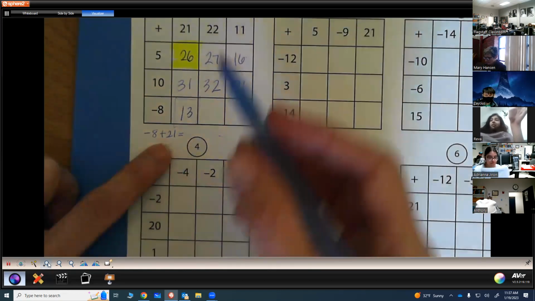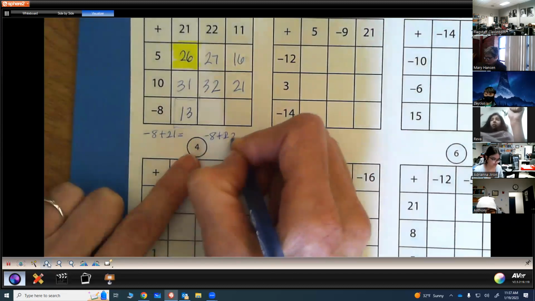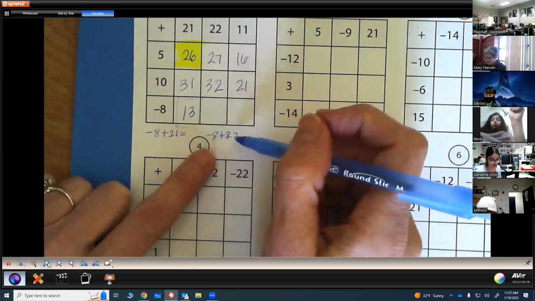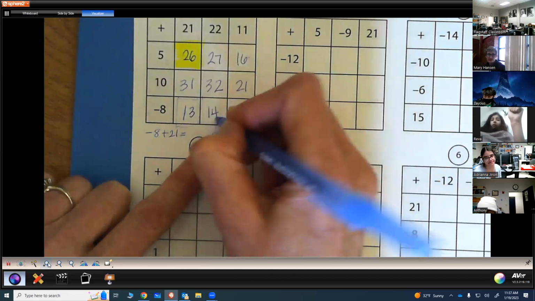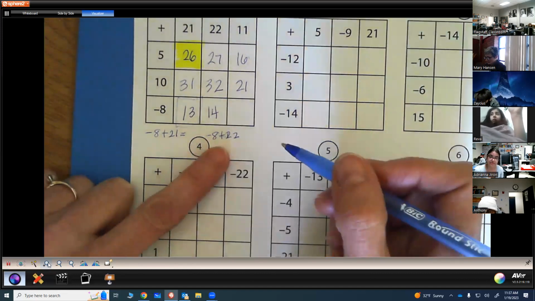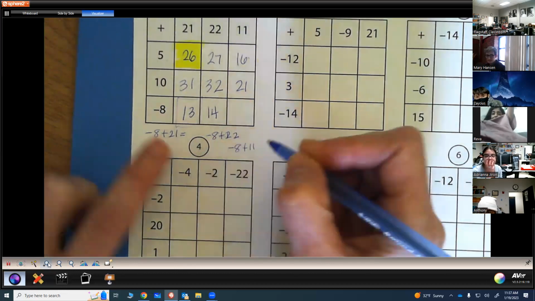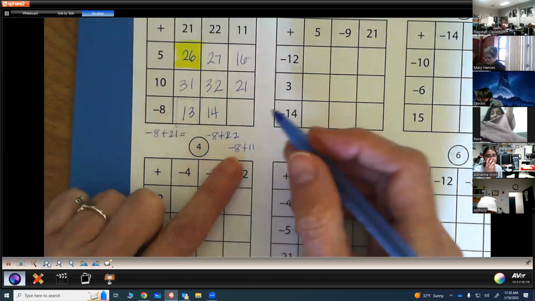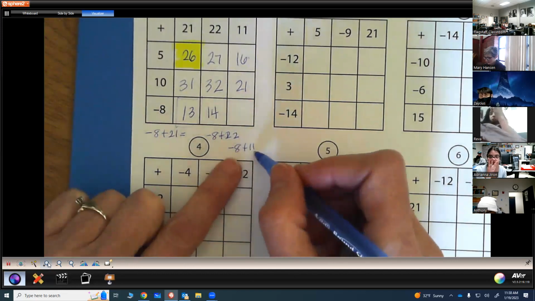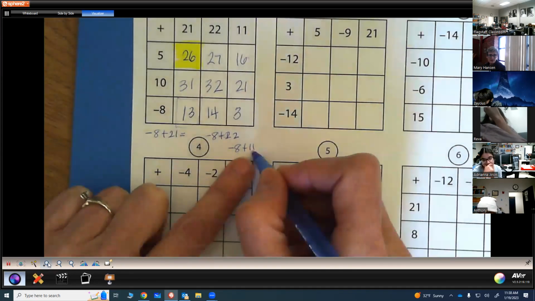And so -8 plus 22. Again, different signs. So I subtract and I get 14. And I take the sign of the larger, which is the 22. And then the last box is -8 plus 11. I've got different signs. So I subtract them and I get 3. And I take the sign of the larger, which is positive.